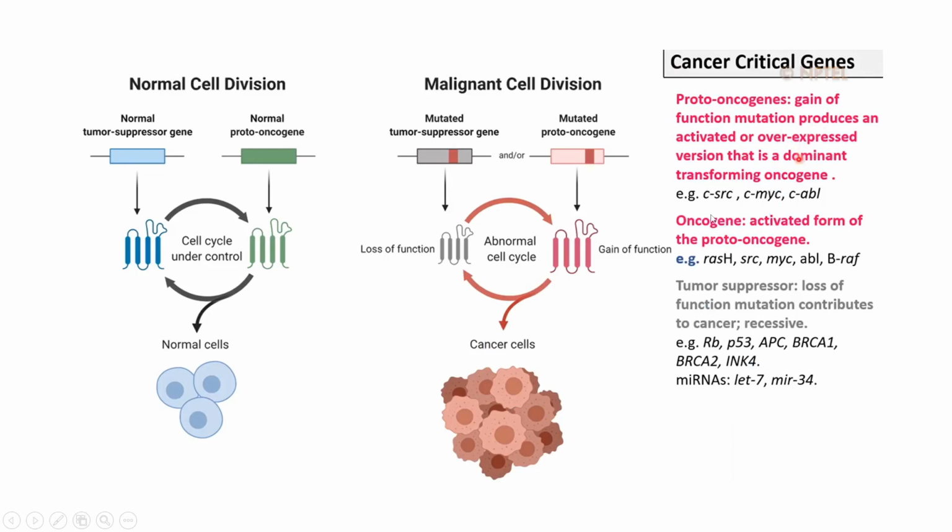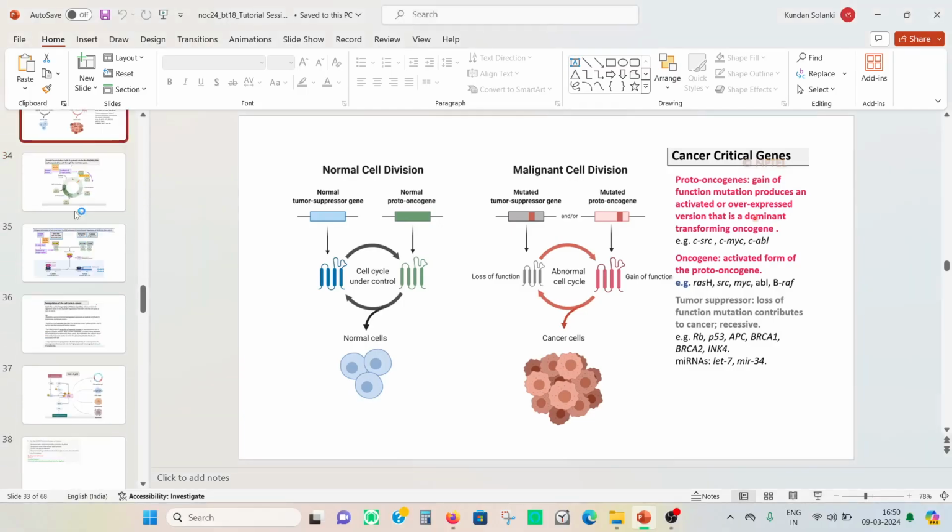So these are the examples. RAS, SRC, MYC, ABL, BRAF. And for tumor suppressor genes, it is retinoblastoma RB, P53, APC, BRCA1, BRCA2, and INK4. Okay. So tumor suppressor gene generally leads to the loss of function, and proto-oncogene leads to the gain of function. So these are the two examples.